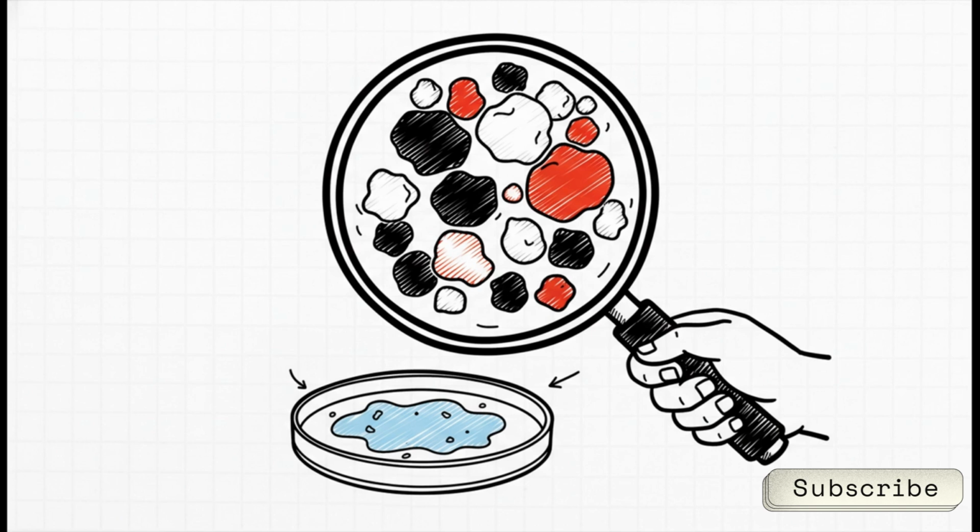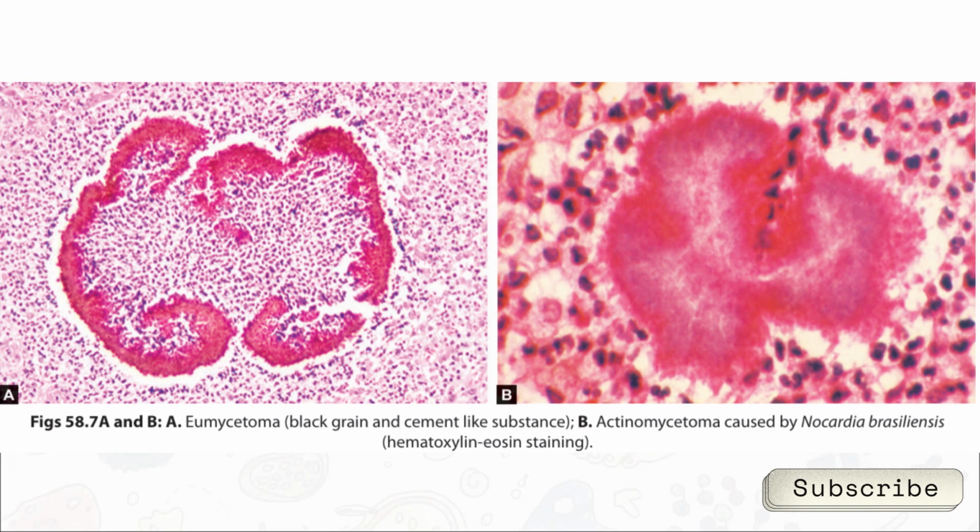To figure out the treatment, you have to get a sample. The real answer, the smoking gun, is hidden inside those granules when you get them under a microscope. And here it is. This is the money shot for your exams. This is what you're going to see.